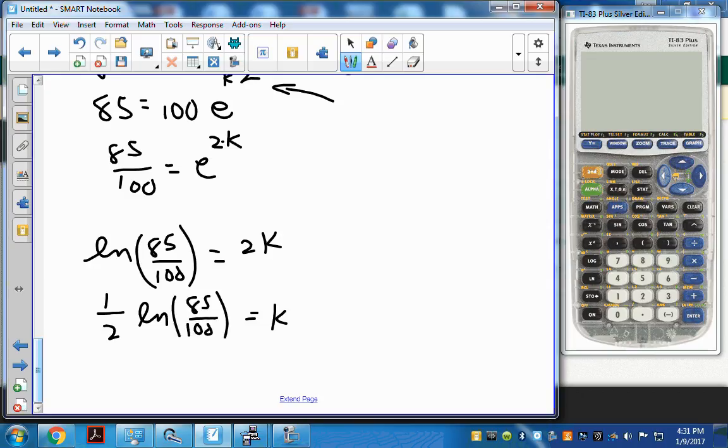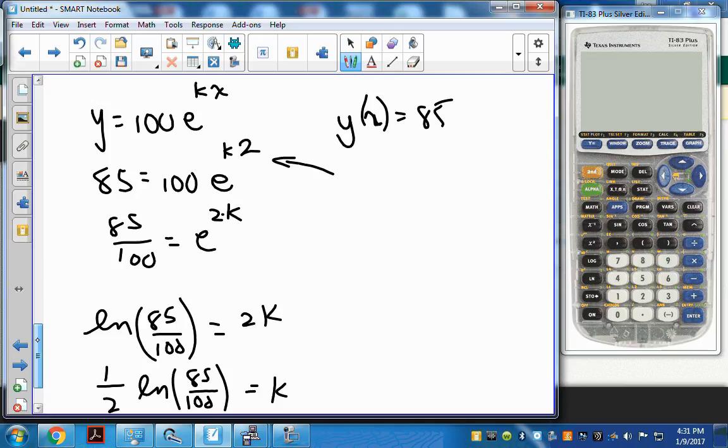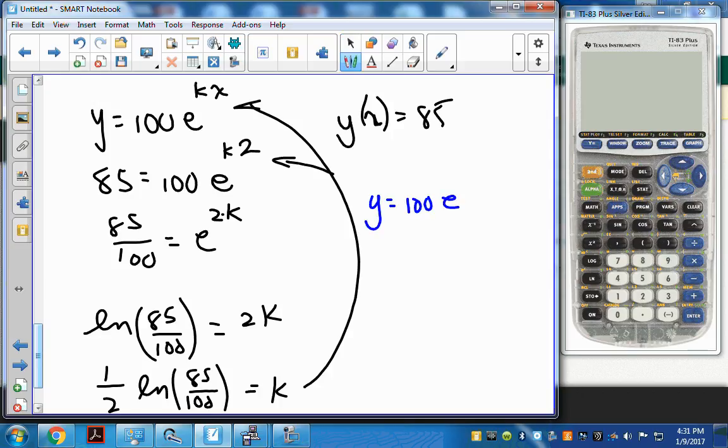Okay, now we're going to take that and plug it back into our general solution up here. So now we have y is equal to 100 e to the, k works out to be 1/2 the natural log of 85 over 100, and that's times x, right? So there's the x up there. We figured out what k was. But once again, I want to try to clean this up.